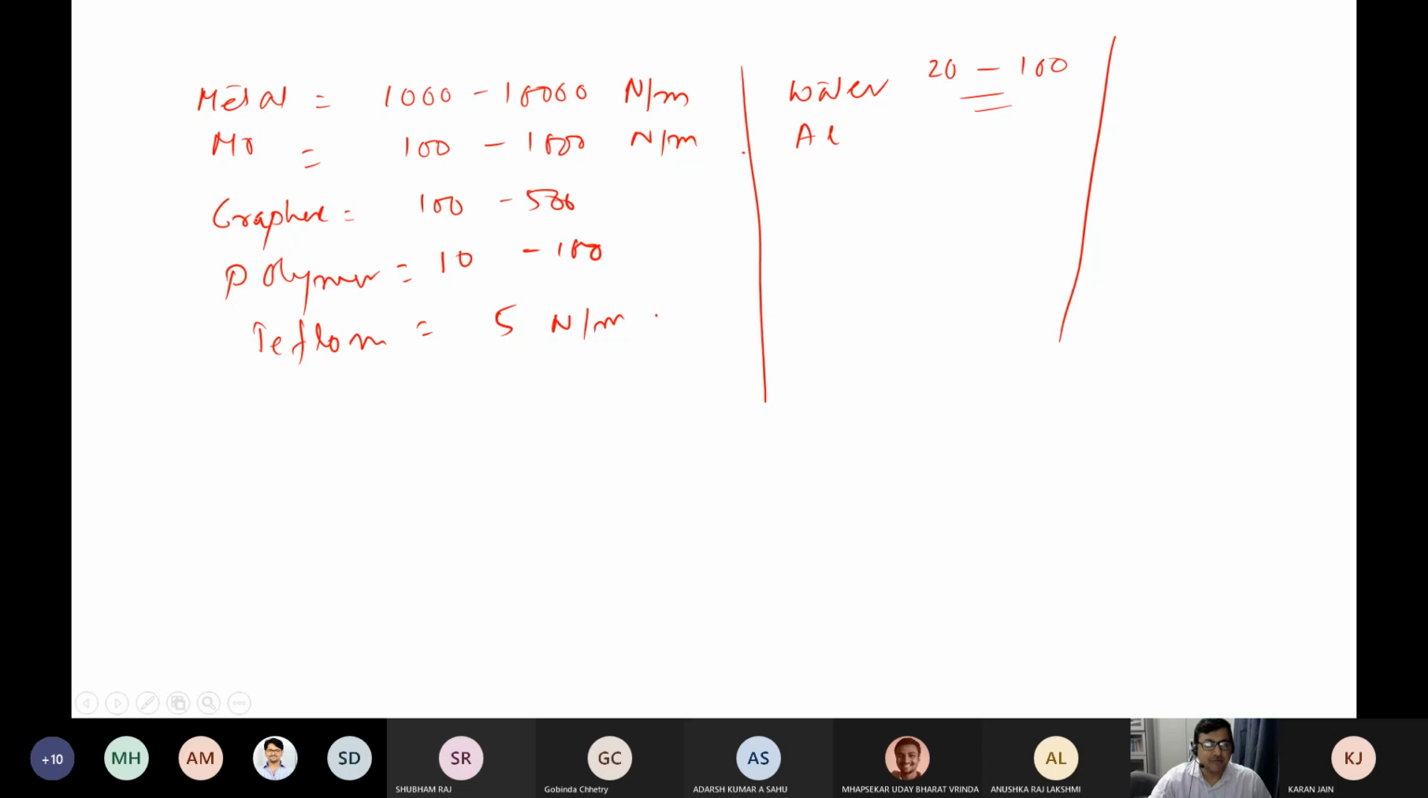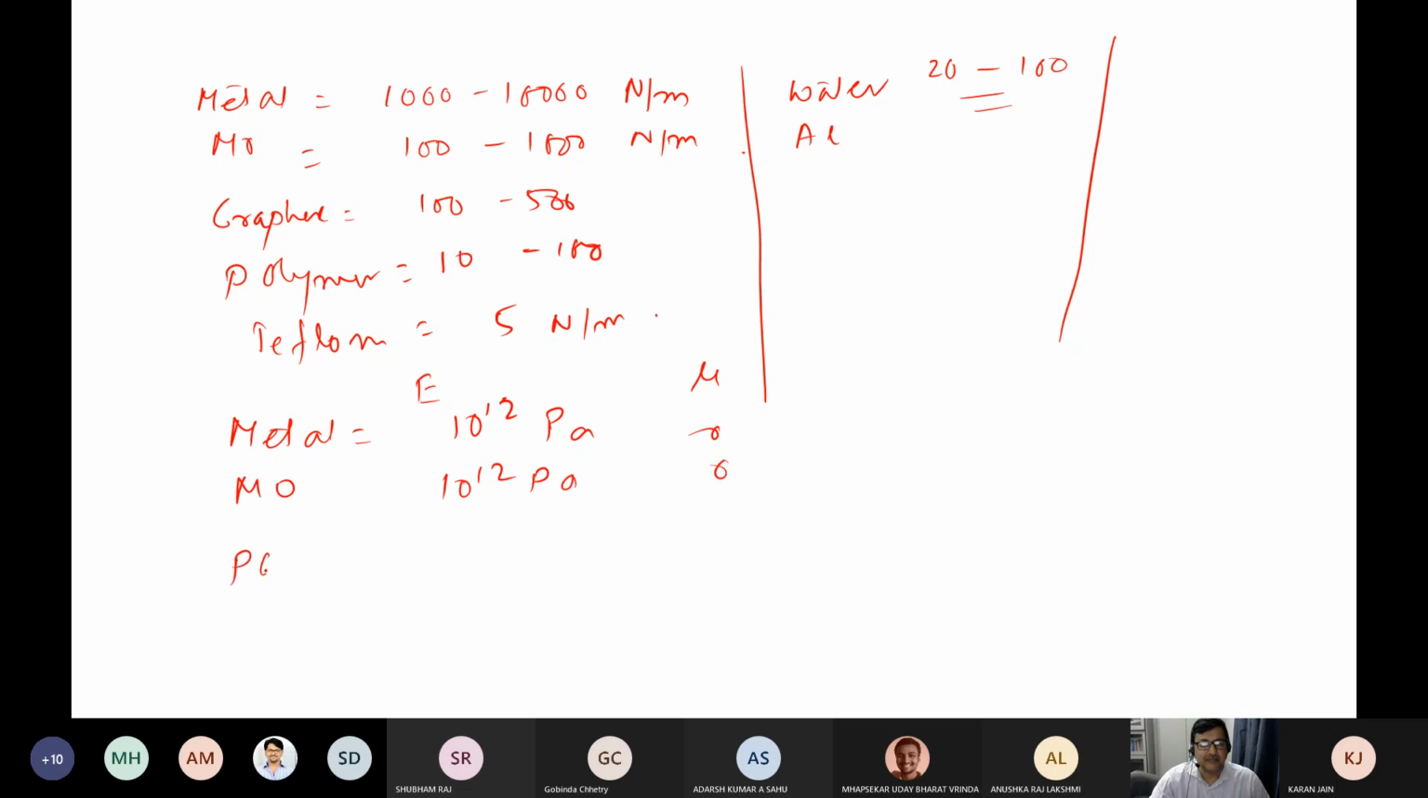If I go for these materials also, metal, if I go for elastic modulus, you will find this is about 10 to the power 12 Pascal. This is the Young's modulus, E. Now, if I go for viscosity, it is nearly 0. Similarly, for metal oxide, this is about 10 to the power 12 Pascal, and viscosity is about 0.